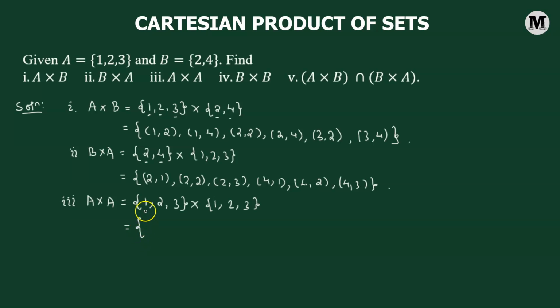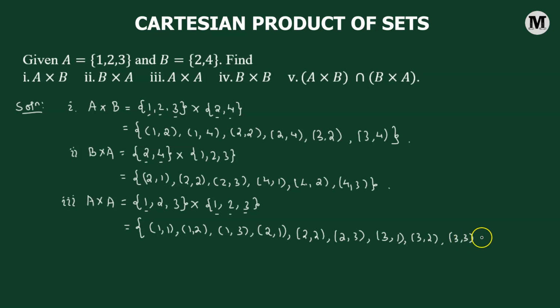So let's begin. We'll start with the first element of the first set A, form an ordered pair with each of the three elements of the second set A. So that is going to give us 1, 1, 1, 2, and we have 1, 3. Then we are going to take the second element of the first set A, and form an ordered pair with each of the three elements of the second set A. So we have 2, 1, then we have 2, 2, and then we have 2, 3. And then we have 3, 1, we have 3, 2, and 3, 3. So we have obtained the Cartesian product of set A with itself.